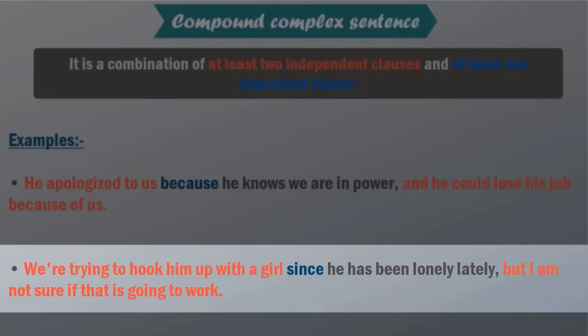Okay, I'm not sure if that is going to work. So if you look at this sentence, I'm not sure if that is going to work. If that is going to work is again a dependent clause in this independent clause, right? So I am not sure if that is going to work is also a complex sentence, right? I'm not sure if that is going to work. That is the subject, is going is the verb phrase here, right? So we've got two independent clauses and one dependent clause. And in the last independent clause, we also have a dependent clause.